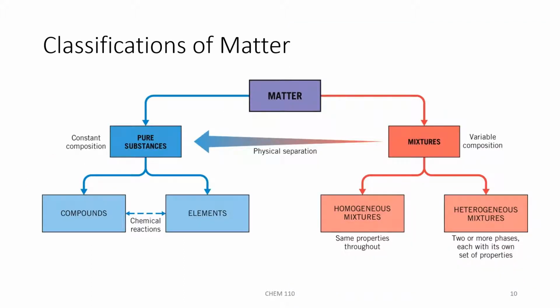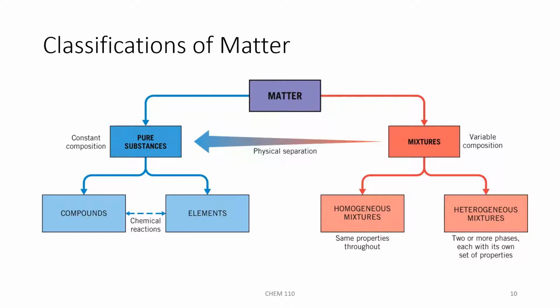Next, we're going to look at a scheme for classifying matter. Matter can be described as either being a pure substance, which is something that has a constant composition throughout, or it could be a mixture of pure substances. Mixtures have variable composition throughout. Pure substances can be broken down into 2 things. They can be compounds or they can be elements.